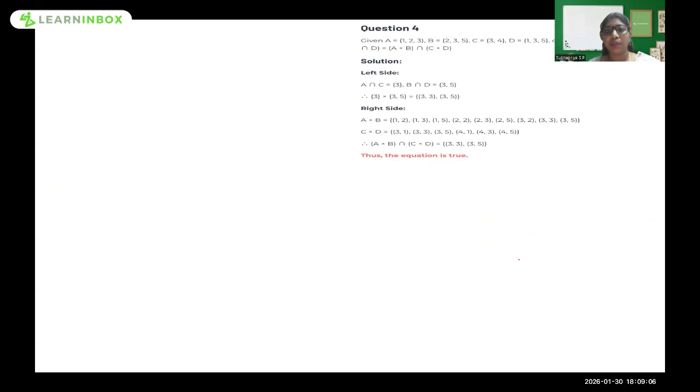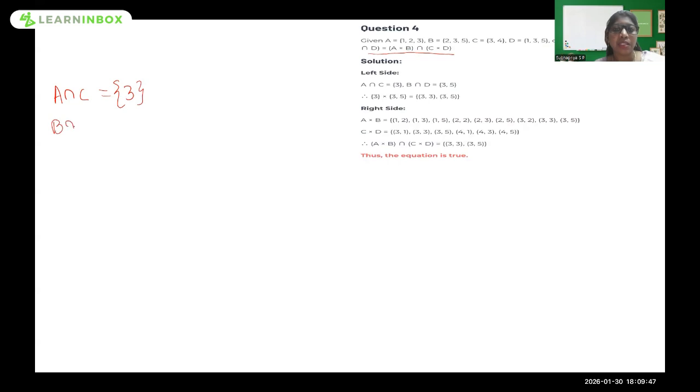For the same property, we are going for the next sum. Here A, B, C and D are given. And we have to check (A intersection C) cross (B intersection D) equal to (A cross B) intersection (C cross D). So here A and B are having 3 elements, C is having 2 elements, and D is also having 3 elements. For our LHS, we have to find A intersection C, which will be the common element between A and C, which will be 3 over here.